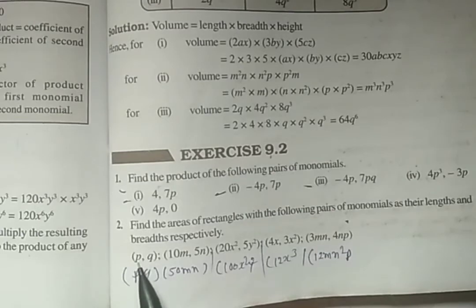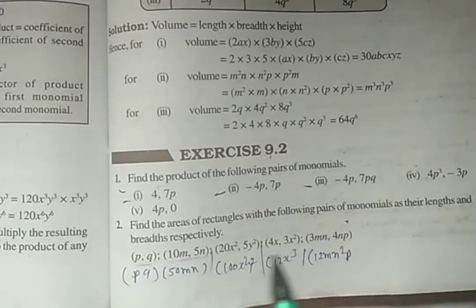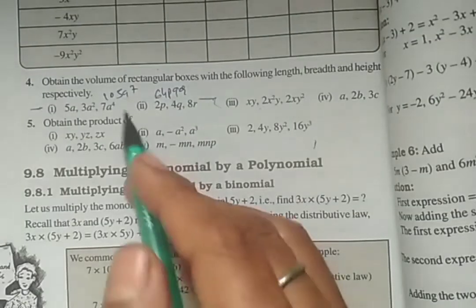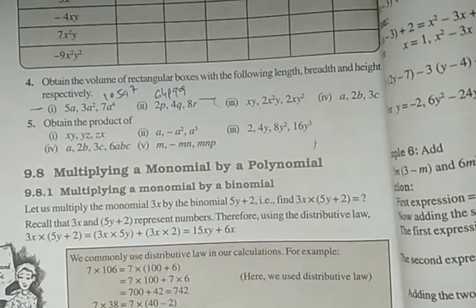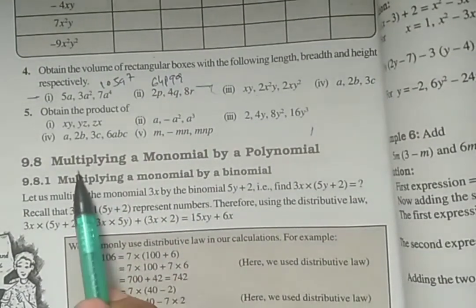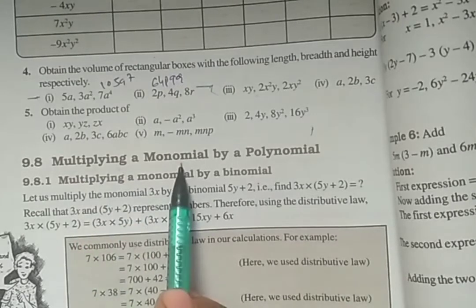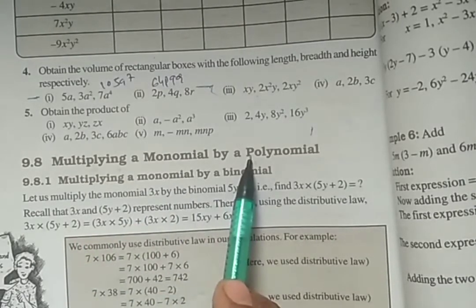This is a monomial, this is a monomial, this is the length and this is the breadth, for example. So you have to multiply this into this. So this will become 10 into 5 is 50pqmn. You have to write it together. Now in similar fashion you can complete that exercise. We will move further. We will see how to multiply a monomial by a polynomial.